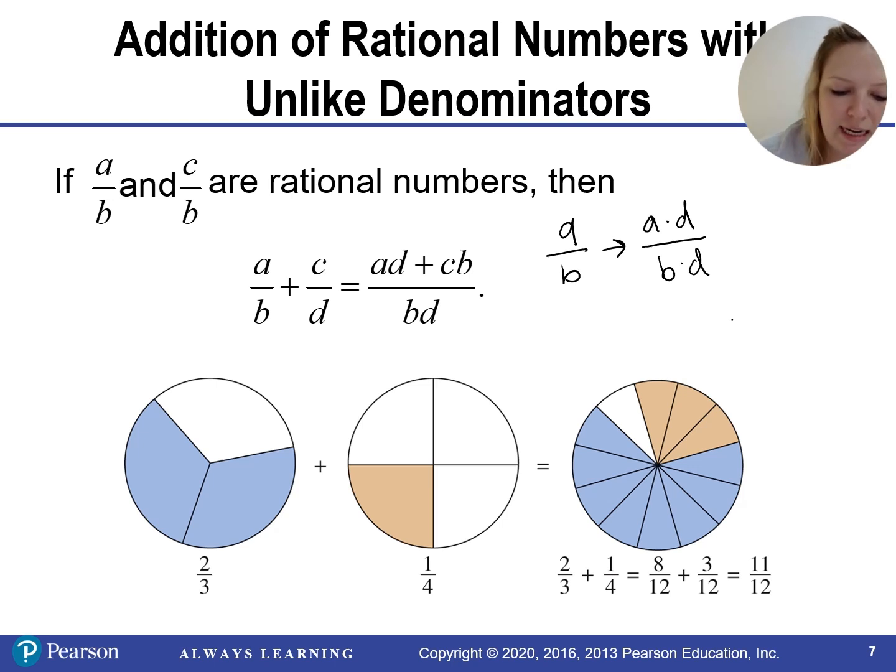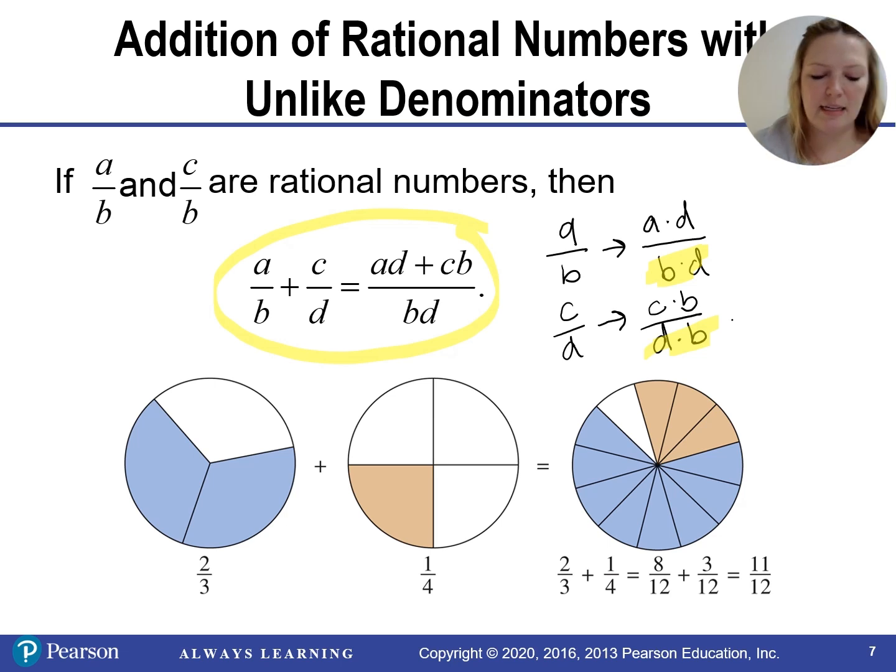And then I'm taking c over d, and it's becoming c times b over d times b. And then I can add these together because they have that common denominator, b times d or d times b. So I can just add together a times d plus c times b over b times d.